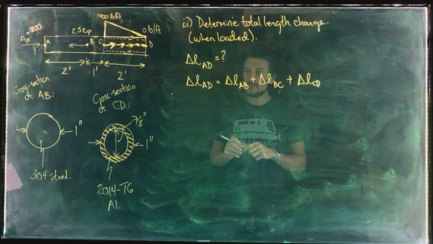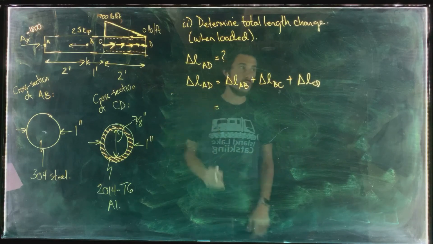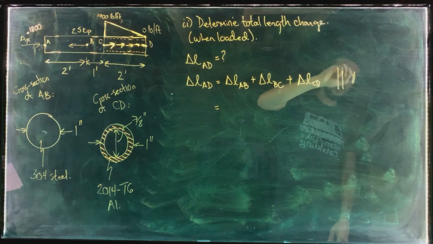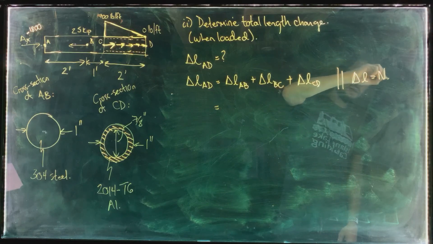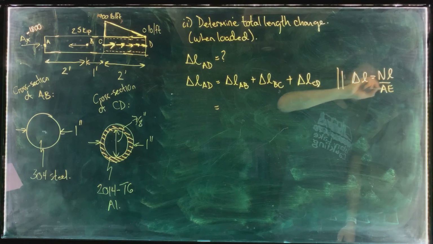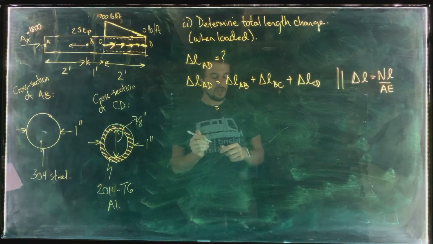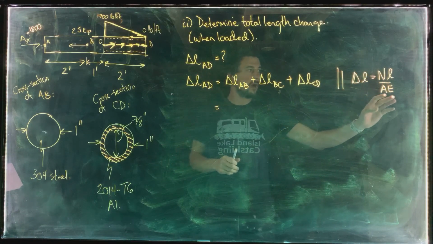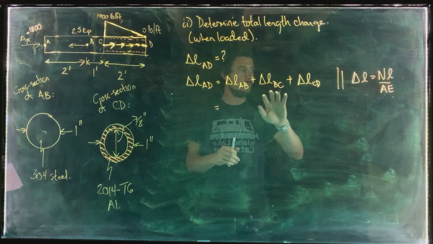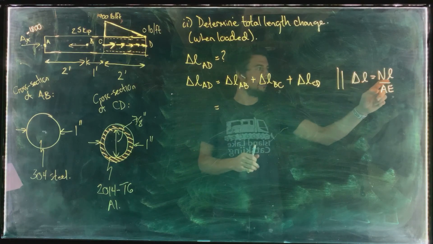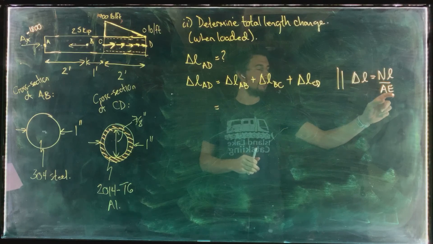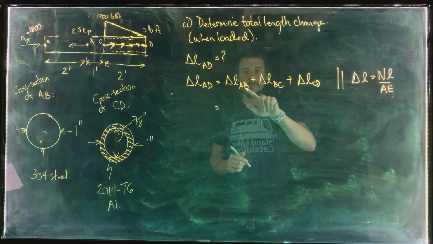Okay, so let's expand these terms out. So the change in length equation is delta L is NL over AE. Right, if you've got a constant internal normal force. So it's easy to apply that equation to these components because all you do is take all of the individual variables here and add the subscript AB on.